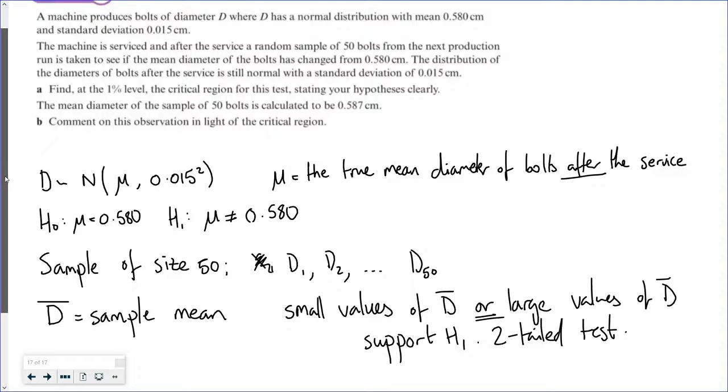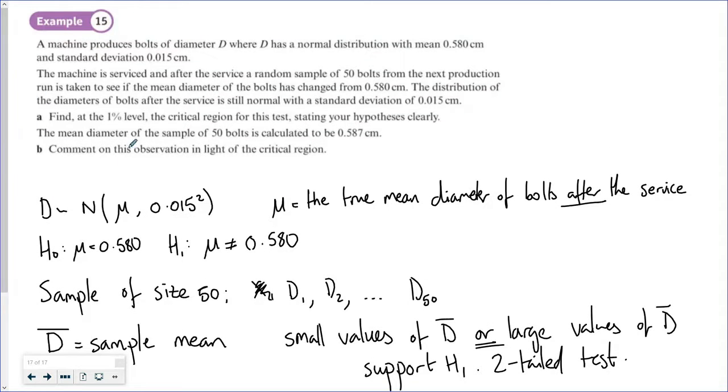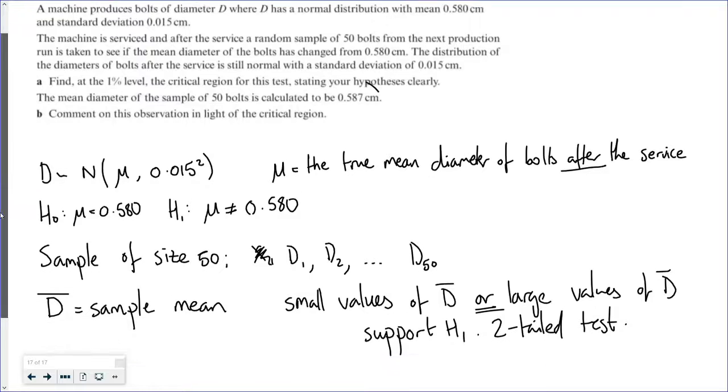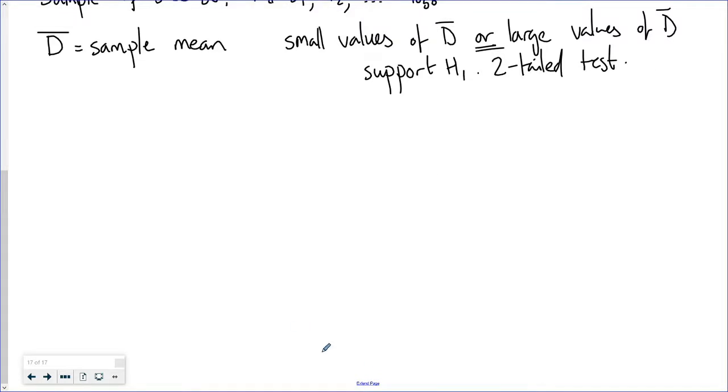I just wanted to make another video showing you what you could have done if you weren't demanded to use a critical region. So if it just said comment on the observation using this sample and you didn't have to use a critical region, I wouldn't actually use a critical region because the p-value method is going to be a bit quicker. So with the p-value method, we're going to do exactly the same thing and we're going to assume that H0 is true.